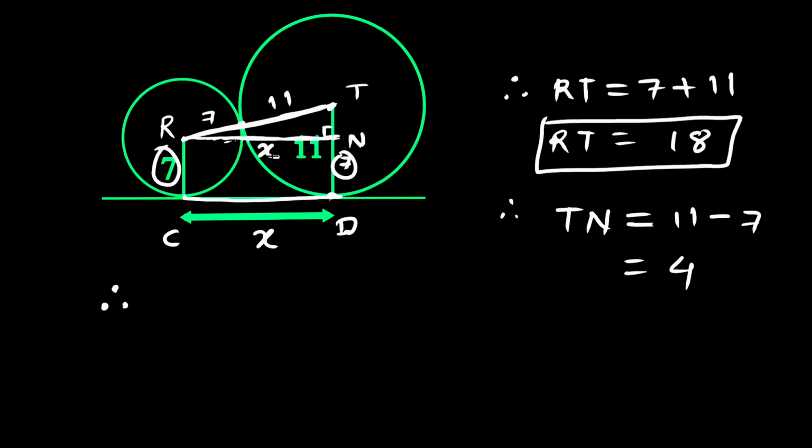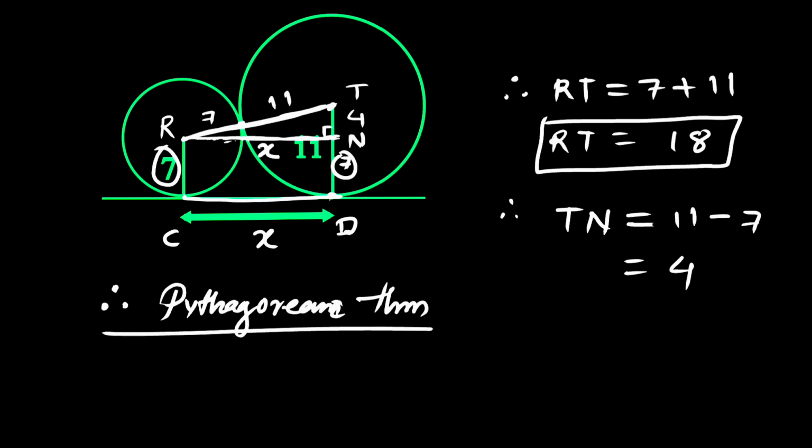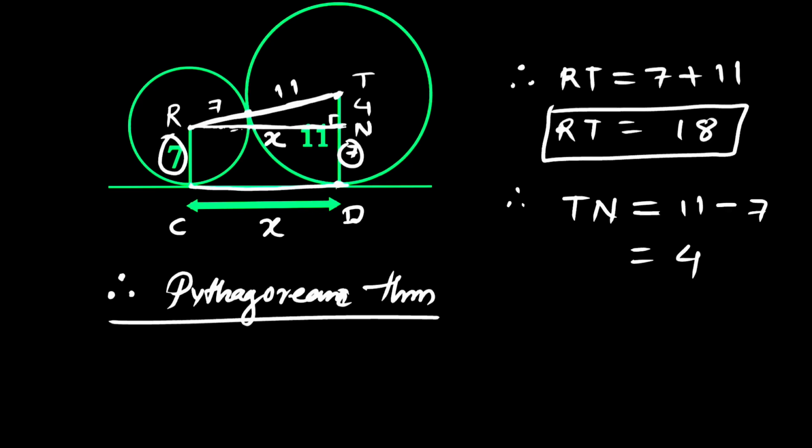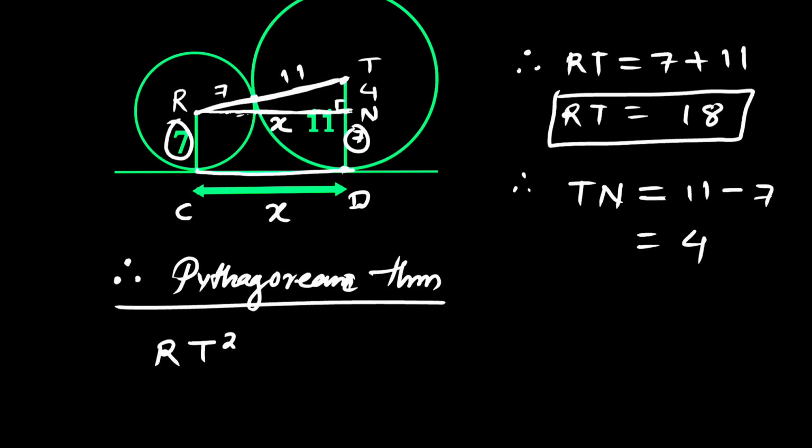We know the hypotenuse, RT equals 18, one leg, TN equals 4, and the other leg, RN, equals x. Since this is a right triangle, we can apply the Pythagorean Theorem, which tells us that the square of the hypotenuse equals the sum of the squares of the other two sides. So we write RT squared equals RN squared plus TN squared.